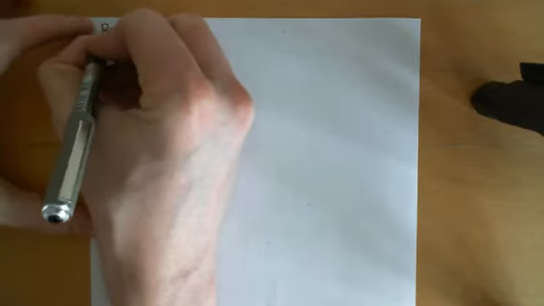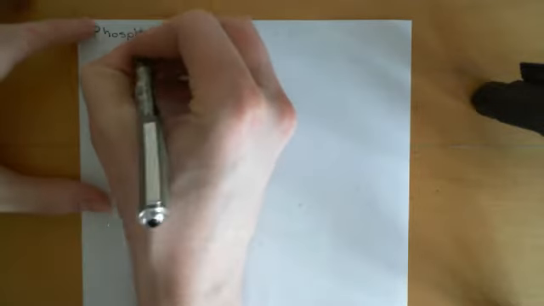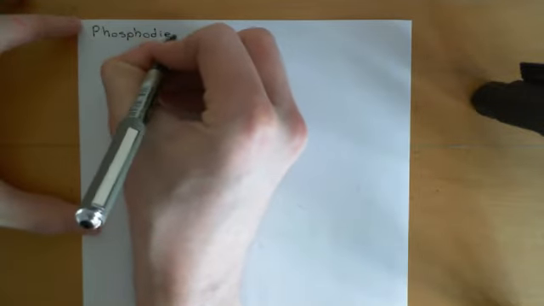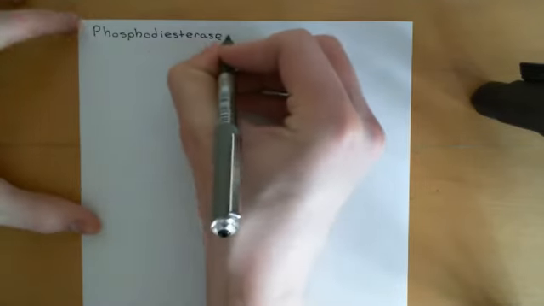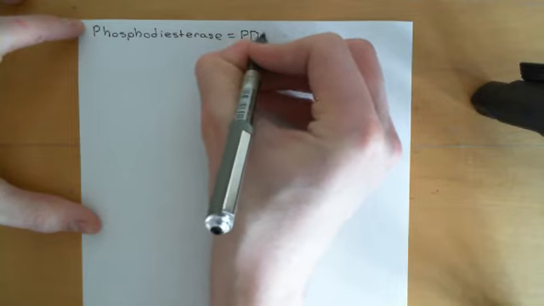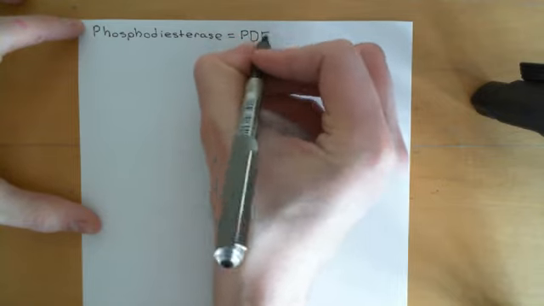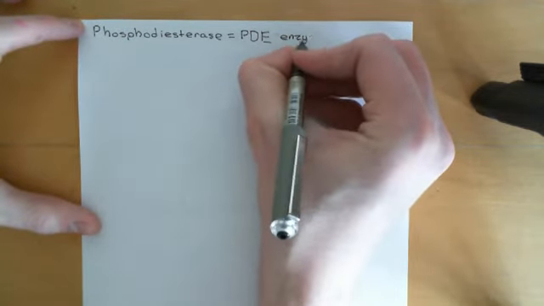So let's discuss phosphodiesterase enzymes. And there are absolutely loads of phosphodiesterase enzymes, and they're all usually abbreviated down to PDE enzymes. So P for phospho, D for di, and then E for esterase. So phosphodiesterase enzymes.